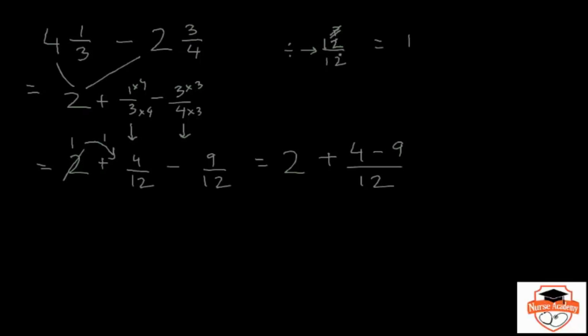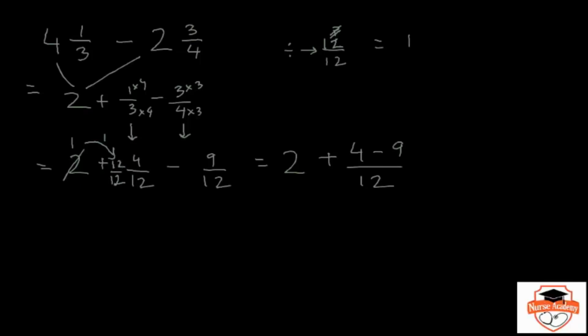In other words, think in pizza terms. You cut a pizza into 12 equal parts. You want to eat the 1 whole pizza. So you're going to eat all 12 pieces. So 12 over 12 is 1. Back to here. So the 2 changes to a 1. It has lent 1 whole to this 4/12. And this 4/12 is going to take this 1 whole as 12 over 12.